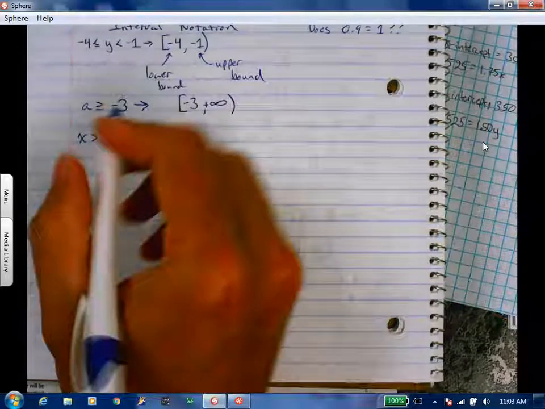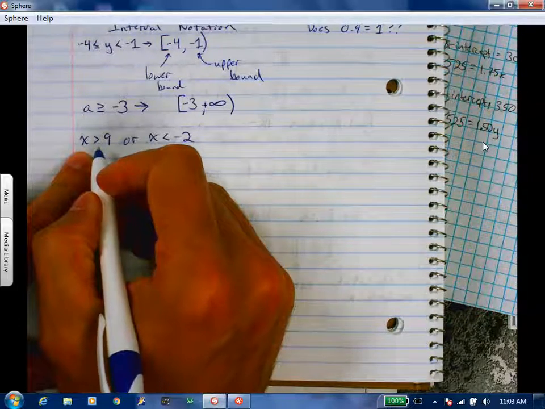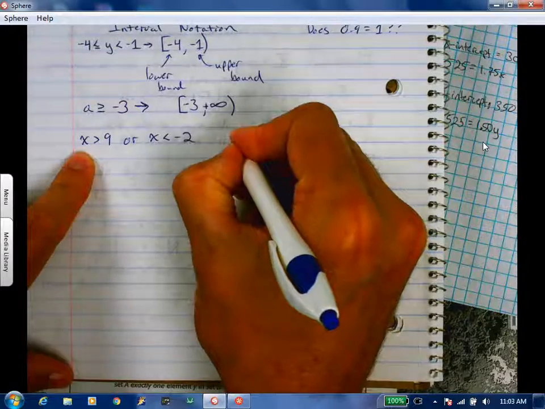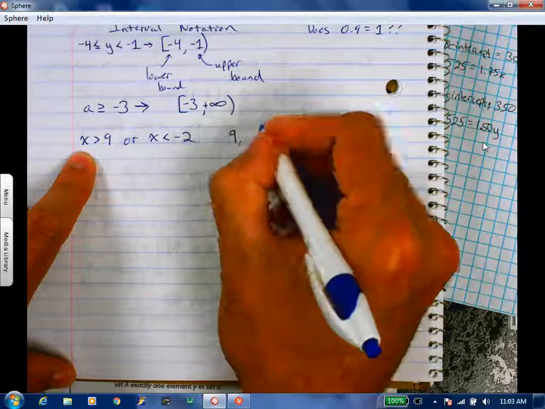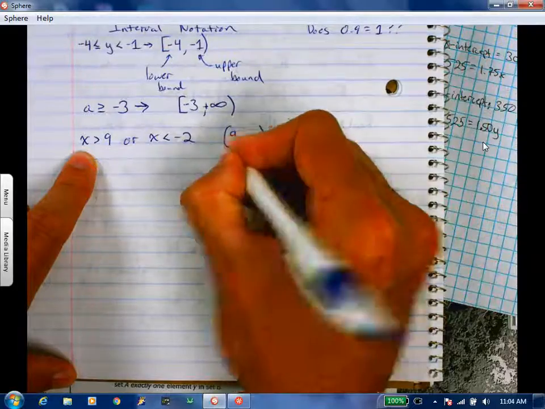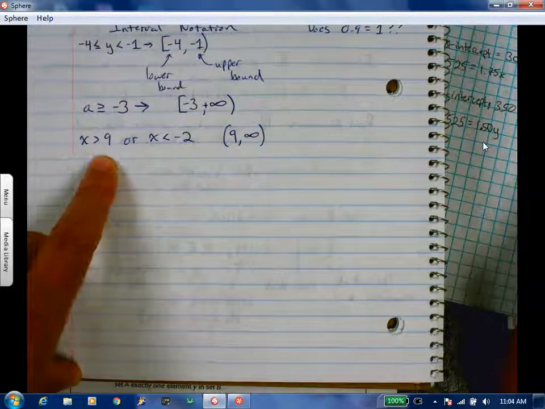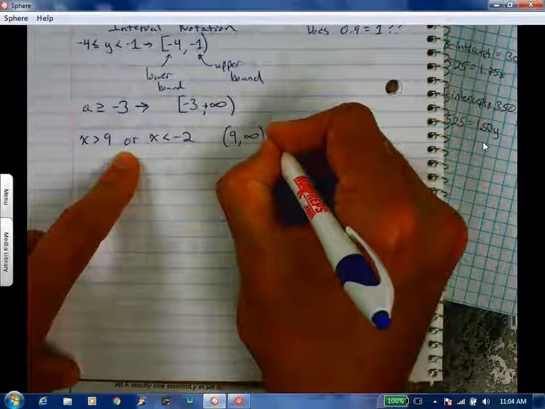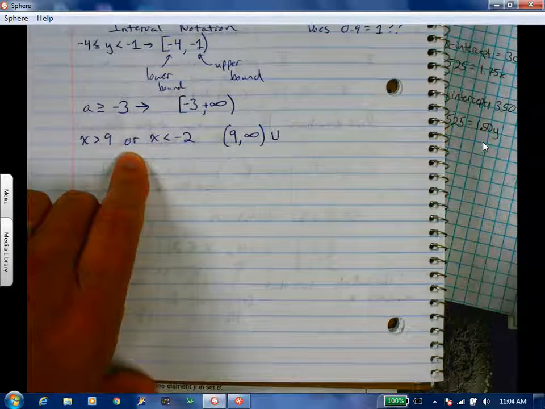So x is greater than 9. What's my lower bound? 9. And we're going to infinity. Both of those would be parentheses. Or, so that's a union. If it was an and, what symbol would you use? An intersection. Just flip it upside down.